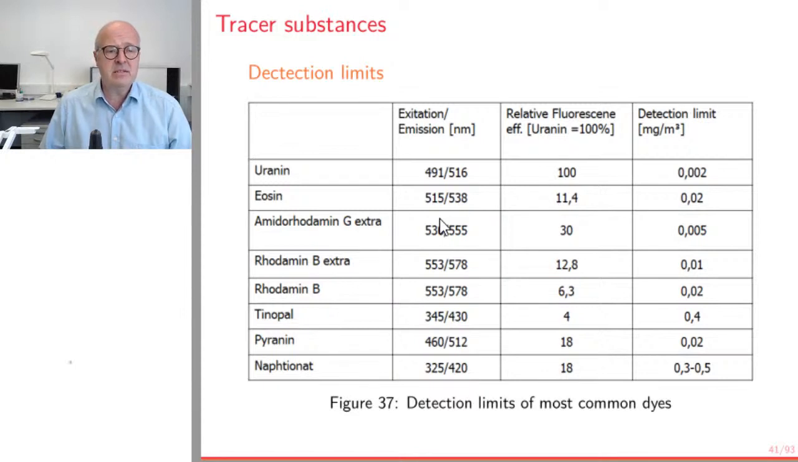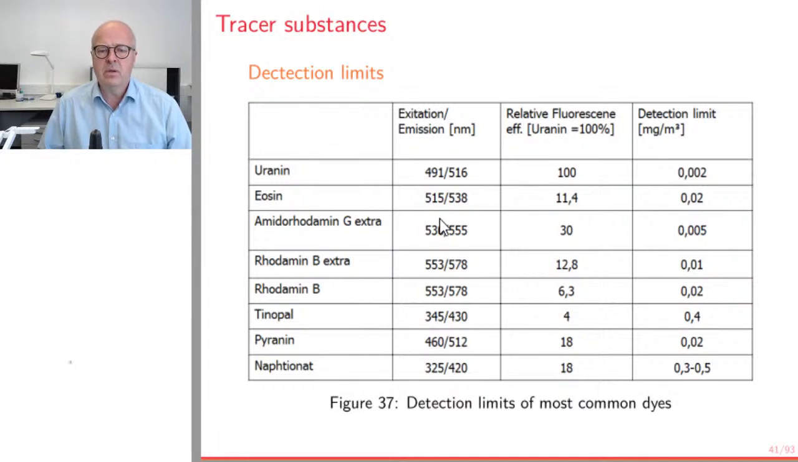Most of the instruments still have the emission excitation wavelength for rhodamine WT, but we know since 40 years that it's carcinogenic. We should move on. So we should use amidorhodamine G extra, or sulforhodamine, but not the classical rhodamines, Rhodamine B and WT, as water tracers. Simply not. Now, if we want to consider other groundwater tracers, we have pyranine, naphthionate, but we need higher amounts because the detection limit is higher.